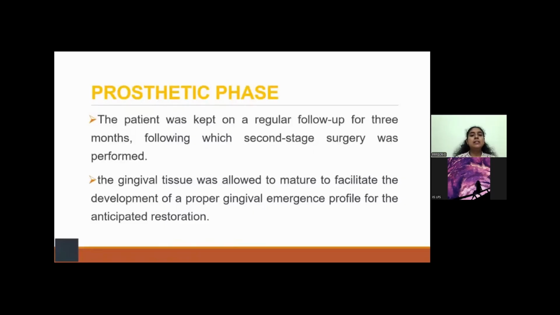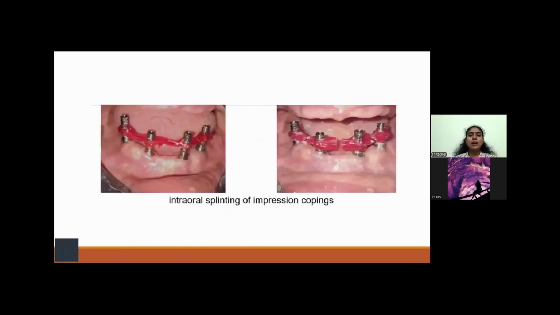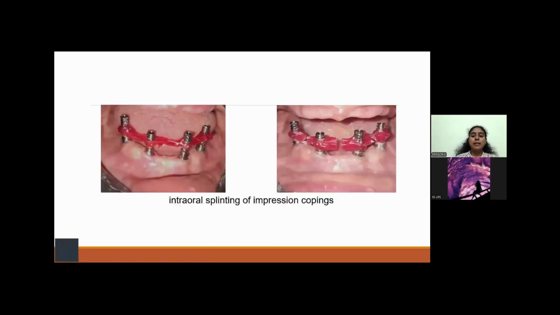Coming to the prosthetic phase, after regular follow-up for 3 months, the second stage surgery was performed. Gingival tissue was allowed to mature to facilitate development of a proper gingival emergence profile for the anticipated restorations. After multi-unit abutments of adequate gingival height and angulation were placed, impression copings were placed, and intraoral splinting of the copings was performed using floss and auto-polymerizing pattern resin.